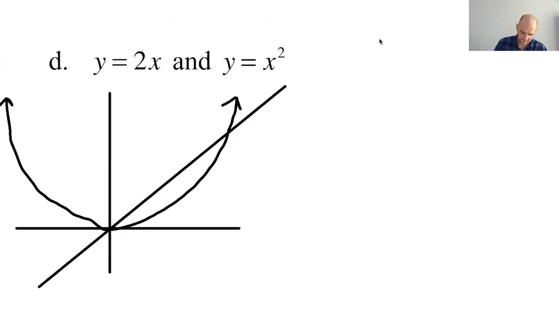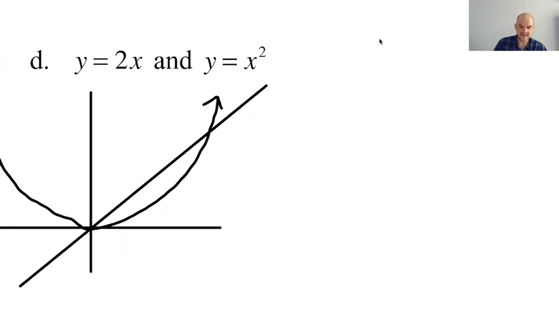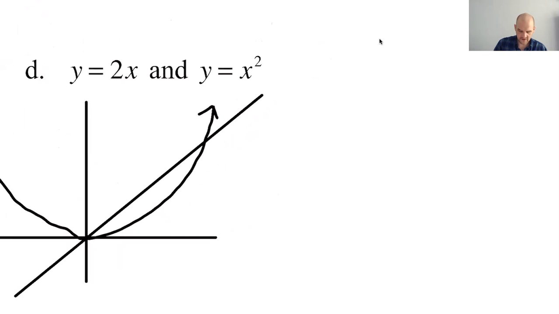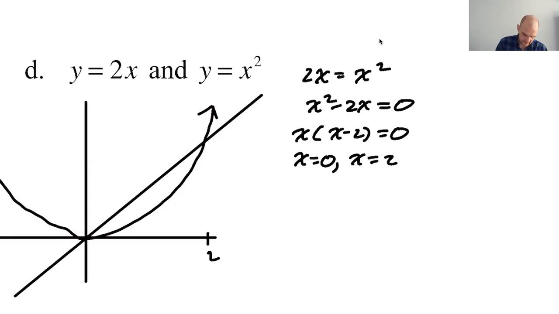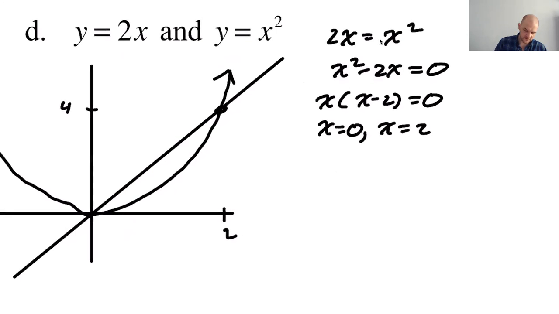So I need to find where these intersect. You can just guess that it's going to be at 0 and 2, but I think I should show the work anyway. So 2x equals x squared. So x squared minus 2x equals 0, x times x minus 2 equals 0. So either x is 0 or x is 2. So this point is 2, and then 4. So that's our point. So the region that we're finding is this.